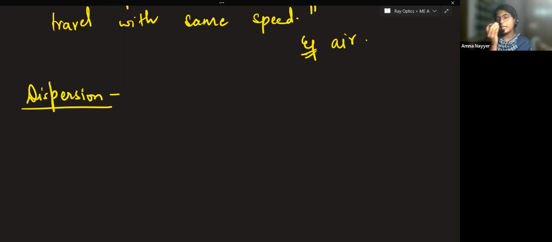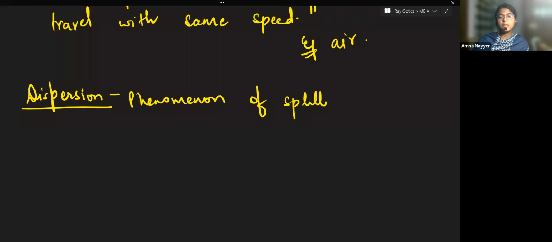And dispersion is mainly done with the help of a prism. Prism is the best material to disperse light because you are easily able to see everything clearly. That's why this is included under the topic prism. So basically, dispersion is the phenomenon of splitting.